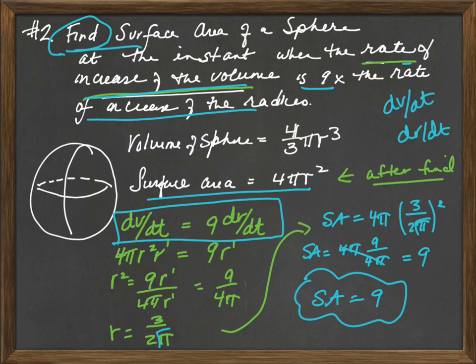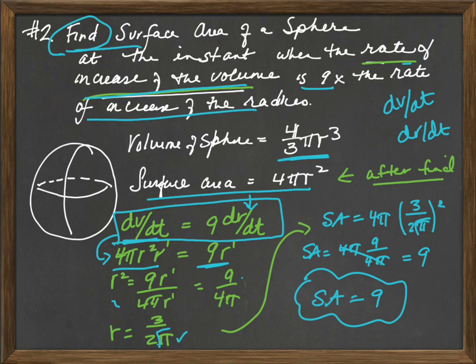Now, what is dV/dt? Well, V is 4/3 pi r cubed, so if we take the derivative of that with reference to t, so it would be implicit, we get 4 pi r squared r prime, and that's equal to 9 r prime. We just set it equal right there. And so solving for r squared, we get 9 over 4 pi, take the square root, you get 3 over 2 square root of pi.